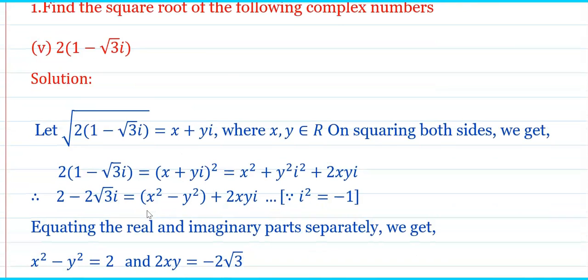Now the fifth one: 2 in bracket 1 minus root 3i. Therefore, root of 2 in bracket 1 minus root 3i is equal to x plus yi, where x and y belong to the set of real numbers.